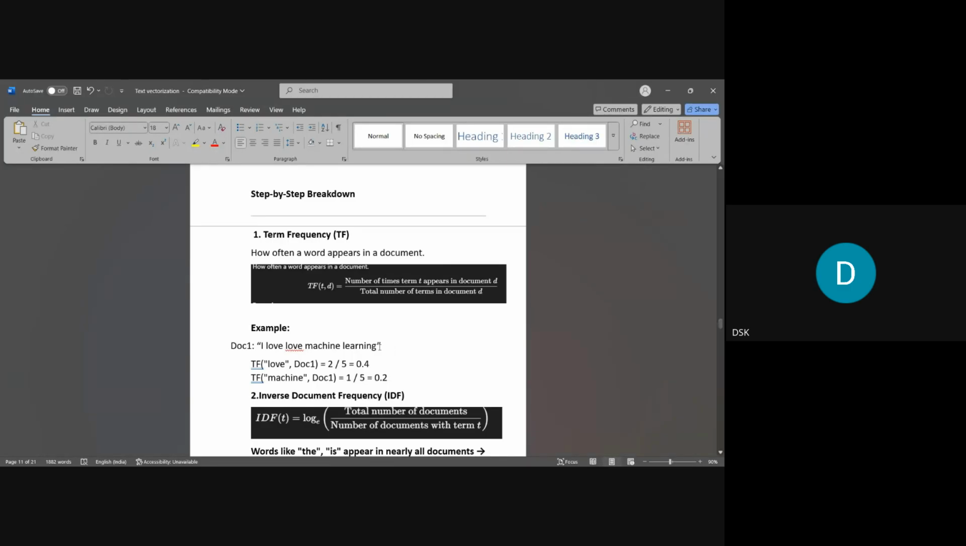So by using the formula for this sentence, we are calculating how often a word appears in a document. So for love, by putting the values in the formula, the value is coming 0.4, and for machine, it is coming 0.2. So by inputting this formula, this is how term frequency is calculated.